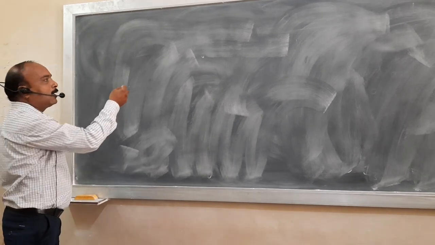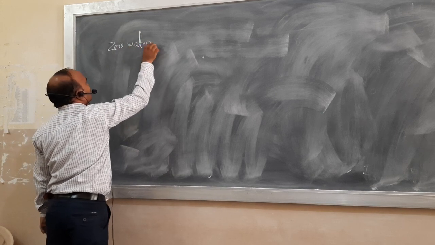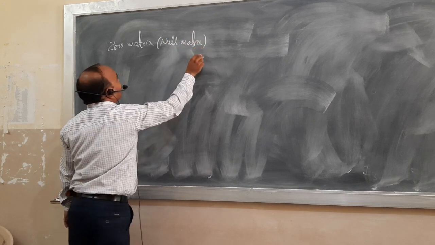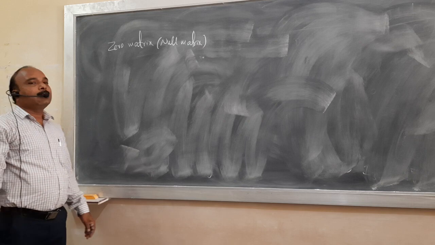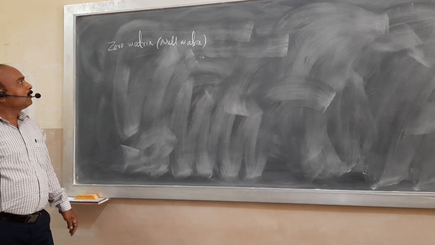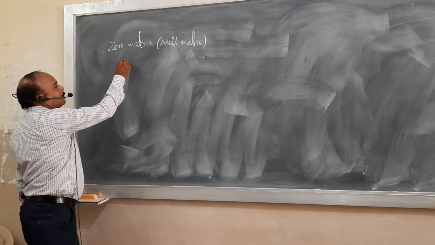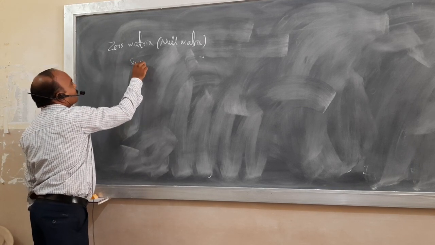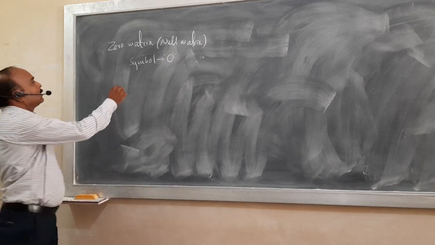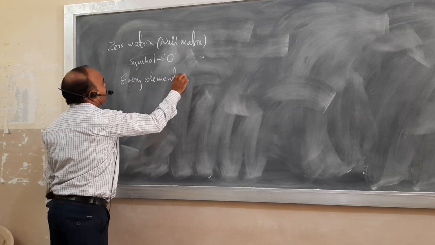Now we go for the next type of matrix, zero matrix. It is also called a null matrix. A matrix is said to be a zero or null matrix if it has all the elements equal to 0. Otherwise, if every element of a given matrix is equal to 0, then it is considered a zero or null matrix. It is usually denoted by the symbol O. O stands for zero or null matrix. Here the condition is that every element is equal to zero.